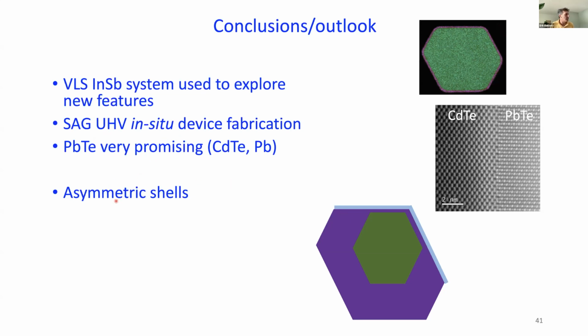And in the near future, we are going to study these asymmetric shells, where we have the wire here in the middle. Then we will have a thick shell here for passivation in order to have high mobility in the channel. And then here, hopefully, we can tune the coupling between the superconductor and the semiconductor.